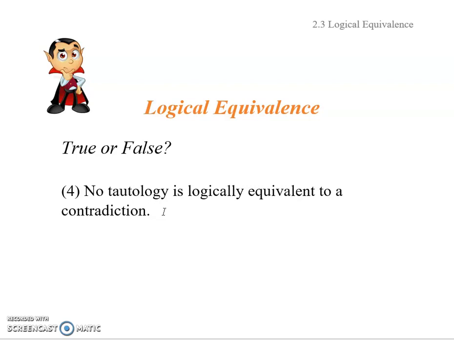Now, not all contingents are logically equivalent to one another. For example, here's a contingent sentence, and here's a contingent sentence. If you run a truth table and you consider the corresponding biconditional, the corresponding biconditional of this will not be a tautology.